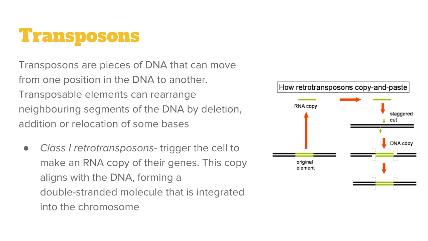The first class are retrotransposons, and this is because they are involved in triggering the cell to make an RNA copy of their genes. This copy aligns with the DNA, forming a double-stranded molecule that can then be integrated into the chromosome.